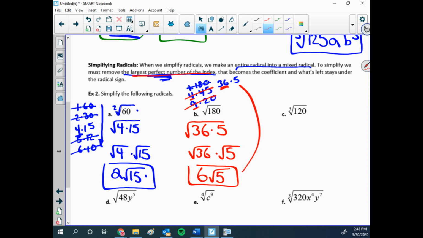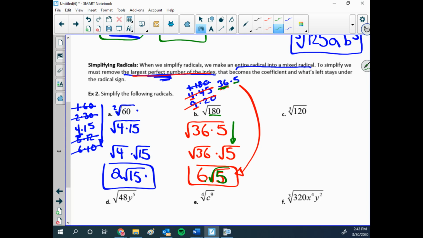If you can look at this and just jump right here, that's great. I'm fine with you doing that. Because really, once I find the factors, I just say to myself when I do this question, I don't write all this down. I just say, well, 36 and 5 multiply to 180. The square root of 36 is 6, and root 5 is my irrational number. So that's how I would do it as kind of a shortcut.